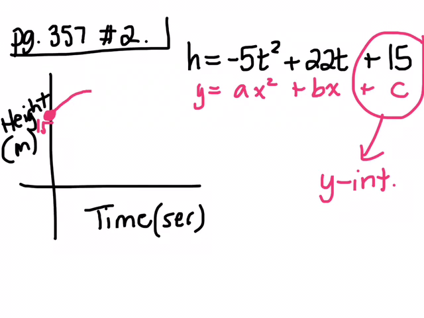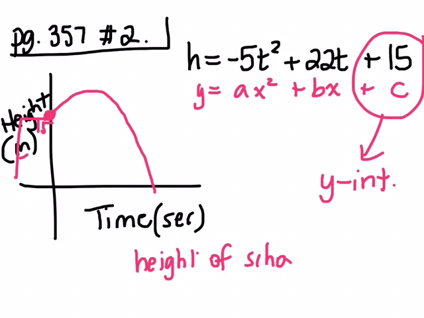We don't know the maximum height, but we can find that out. We know that it was shot from the roof of a school, which is 15 meters above the ground. So that's where it's launched from. Question A says, what is the height of the school? 15 meters. This is where it's launched from, so the height of the school is 15 meters.